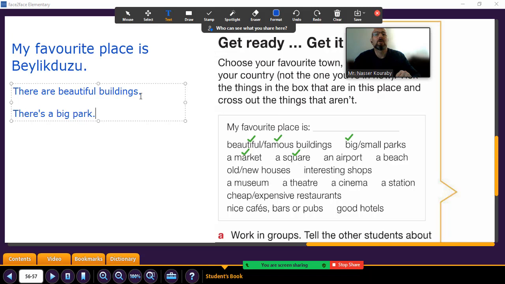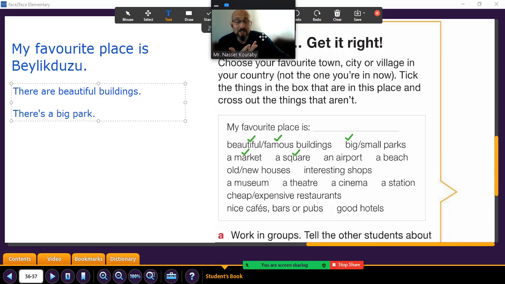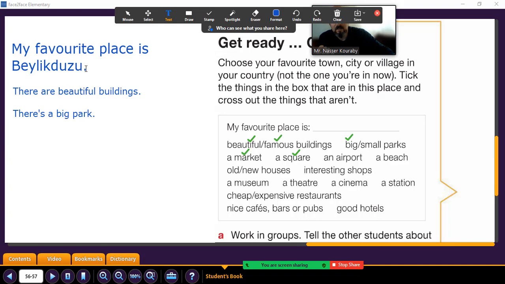So let's see, okay, for all the people who are watching now, what is your favorite place and why is it your favorite place? Okay, I want everyone to write in the comments, okay? My favorite place is, write the name, okay? Maybe I don't know the person, for example, so where's the place? Right here, let's see, Istanbul, okay? Okay, so right here, for example, my favorite place is Beylikdüzü, Istanbul.